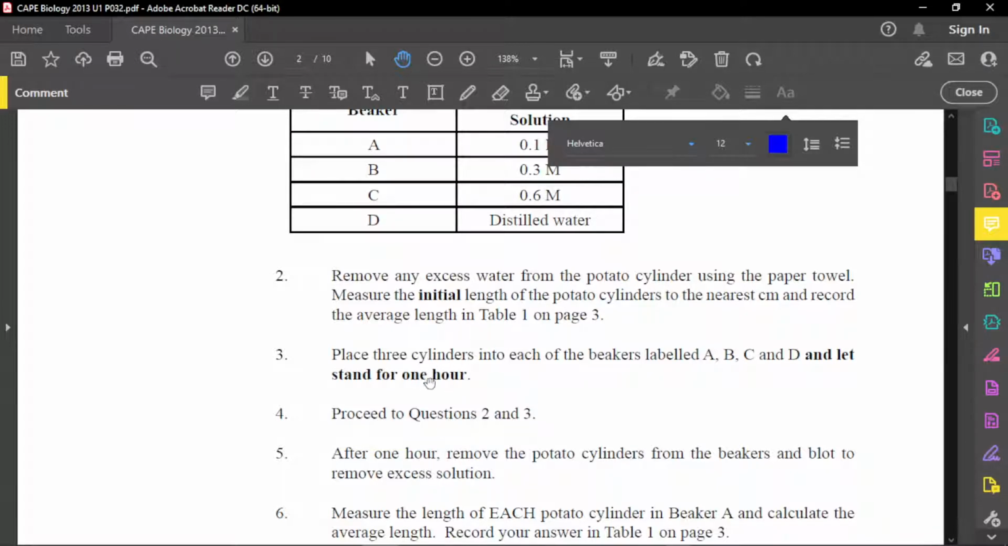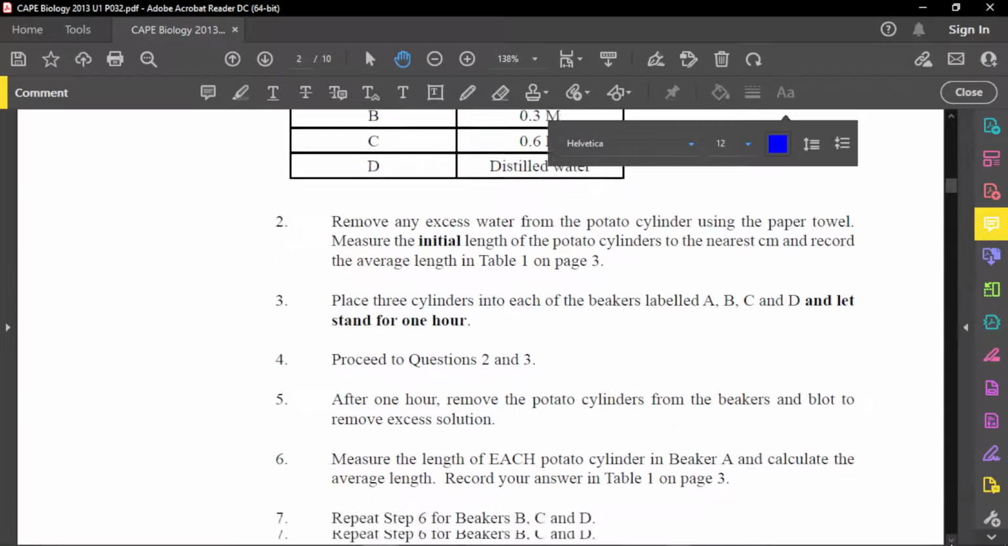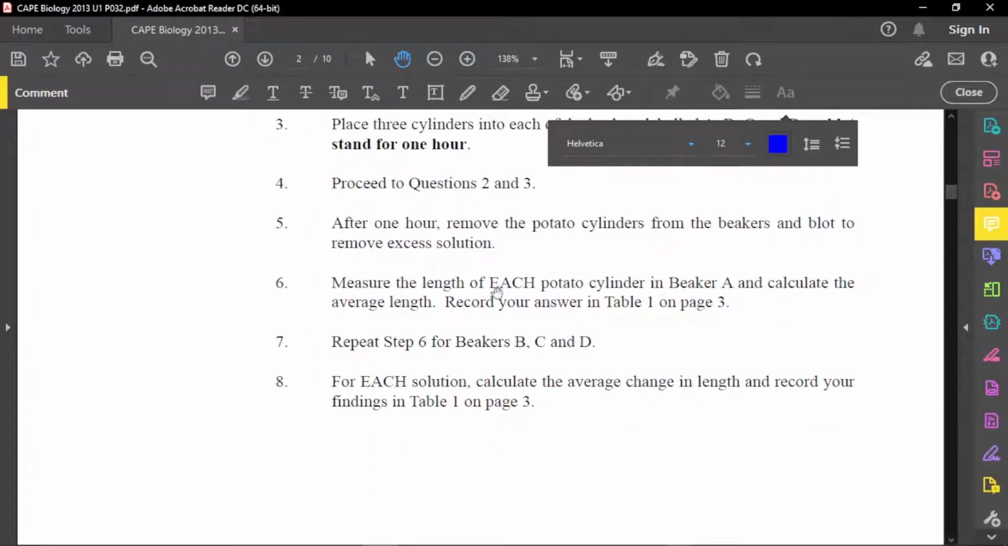So notice now this is going to sit for 1 hour. And so that's why they wanted you to move on to question 2 and 3 in the meantime, and then you come back and finish up the experiment. After 1 hour, remove the potato cylinders from the beakers and blot to remove excess solution. All right, so for the 6th step, now measure the length of each potato cylinder in beaker A and calculate the average length. Record your answer in table 1 on page 3. Then repeat step 6 for beakers B, C, and D.